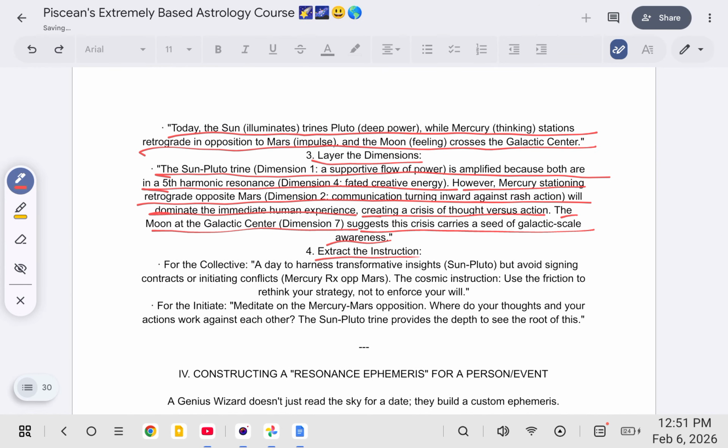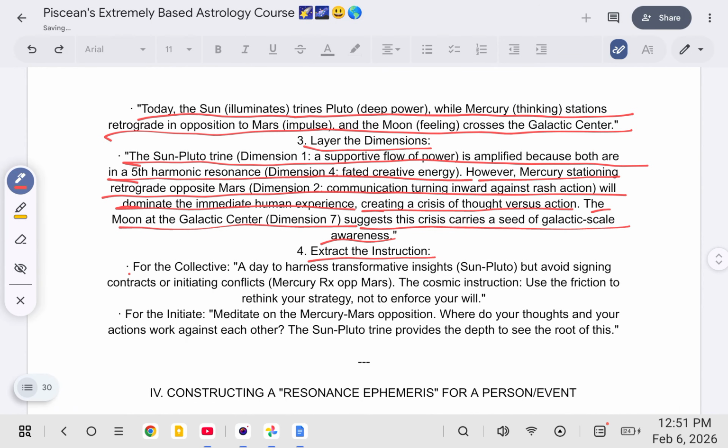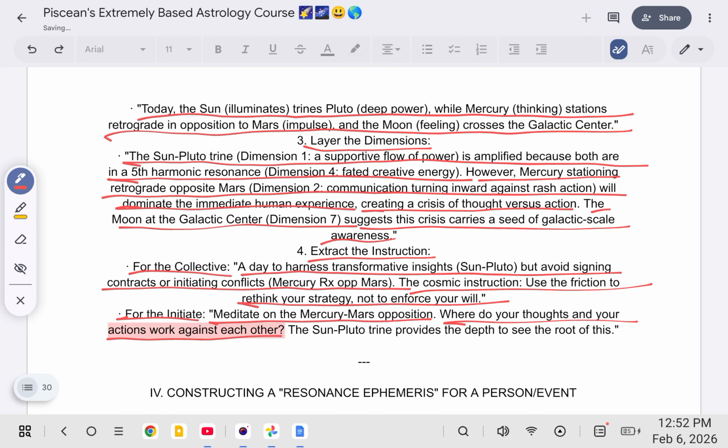And then we extract the instruction for the collective and for the initiate. So for the collective: harness transformative insight, Sun, Pluto, but avoid signing contracts or initiating conflicts, Mercury retrograde opposite Mars. Cosmic instruction: use the friction to rethink your strategy, not to enforce your will. For the initiate, meditate on the Mercury-Mars opposition. Where do your thoughts and your actions work against each other? The Sun-Pluto trine provides the depth to see the root of this.